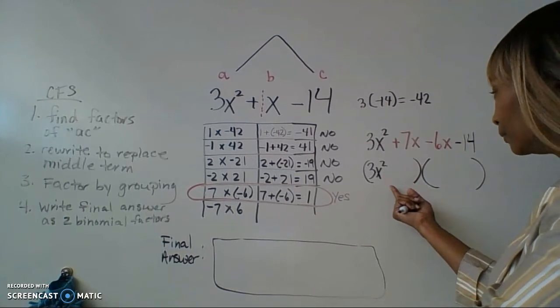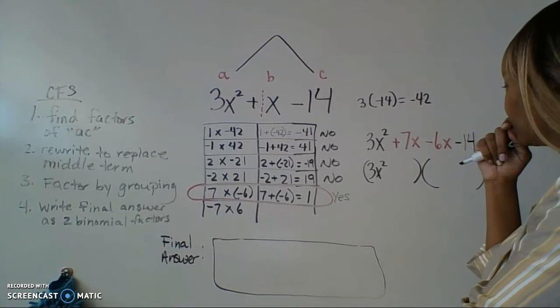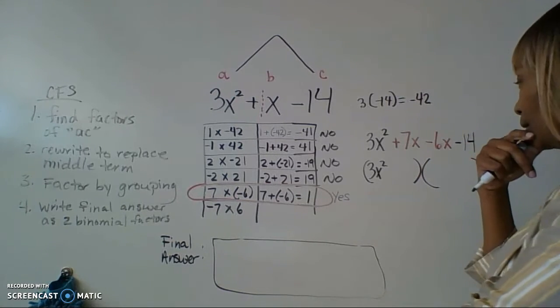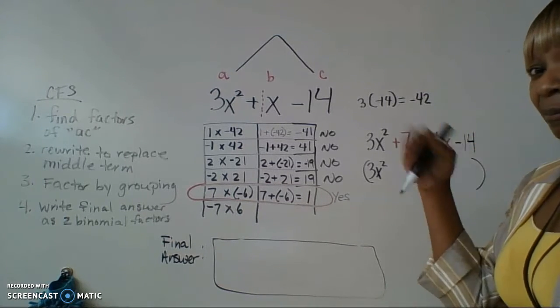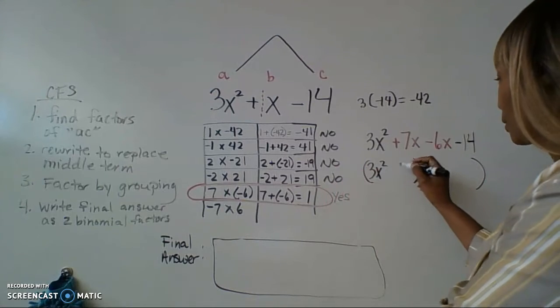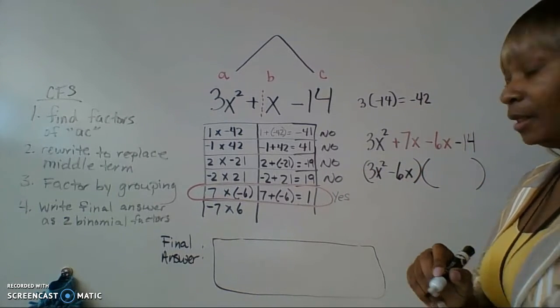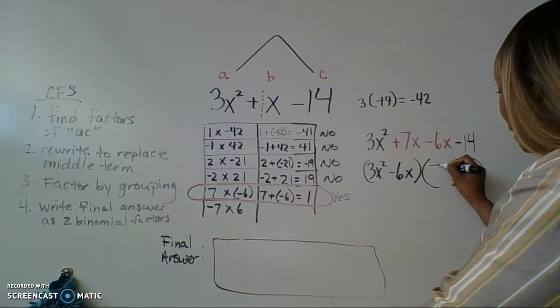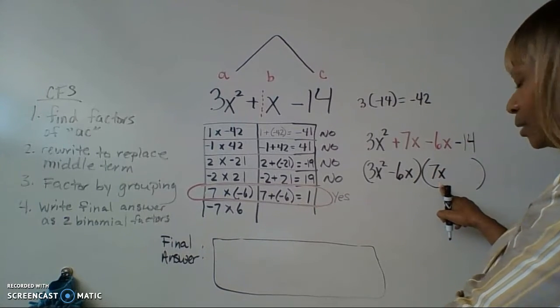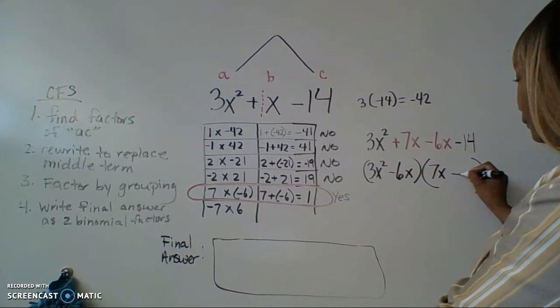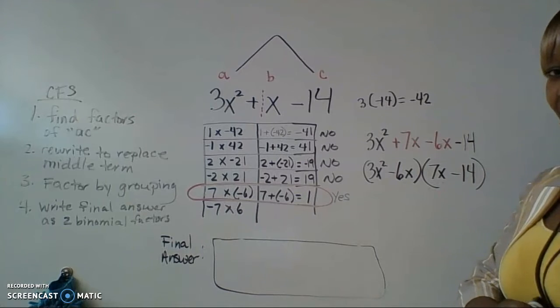They do have 7 in common. I mean, an x in common. What about negative 6x? Ooh, they have more in common. So I'm going to use the negative 6x here with the 3x squared. And then I will write the positive 7x in the second parentheses and put that with the negative 14. Doesn't that make much more sense?